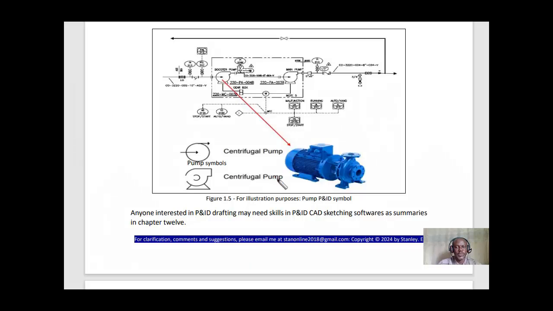Figure 1.5, for illustration purpose, shows pump P&ID symbols. Here we have the graphic symbol, and we have the standard P&ID symbols, which have been incorporated into this P&ID diagram. So when you look at the P&ID diagram, you see something like this, these symbols that tell you it is a centrifugal pump, and this is actually the graphic symbol of the centrifugal pump. Anyone interested in P&ID drafting may need skills in P&ID CAD sketching software, as summarized in Chapter 12.